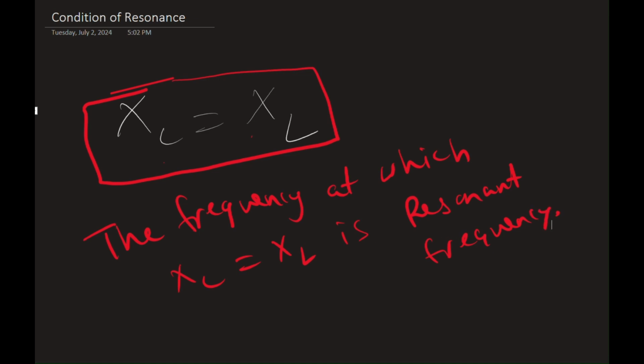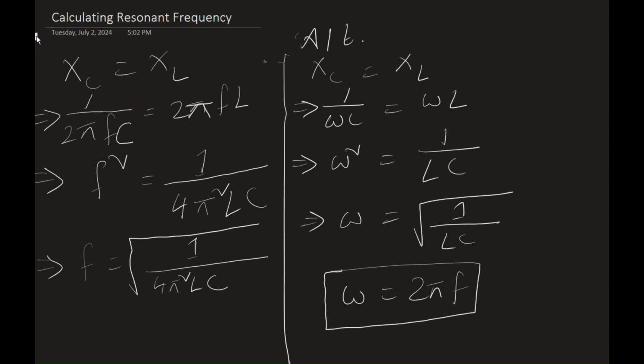Okay. Now, how do we get XC and XL to be equal, or how do we calculate the resonant frequency? There are two ways of doing the resonant frequency calculation. We can calculate directly in terms of F, or we can calculate it in terms of omega. As you know, omega is equal to 2 pi F. Now, we just derive it from the equation XC is equal to XL, so 1 over 2 pi FC is equal to 2 pi FL, and then we simplify it: F squared is equal to 1 over 4 pi squared LC. And finally, we have F is equal to the square root of 1 over 4 pi squared LC.